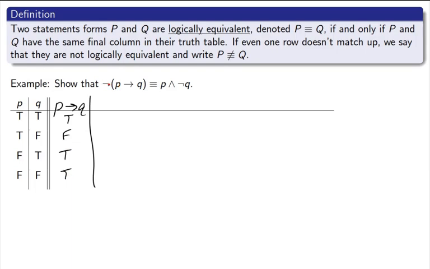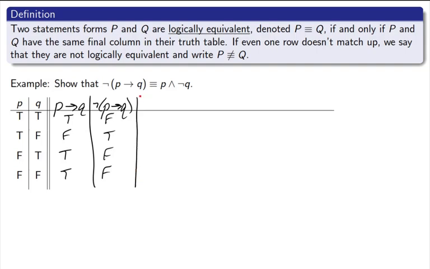Next we'll do the negation. The negation of P implies Q will just simply be the negation of this column. True becomes false, false becomes true, true becomes false, and again true becomes false. Now that finishes the left side of this statement.